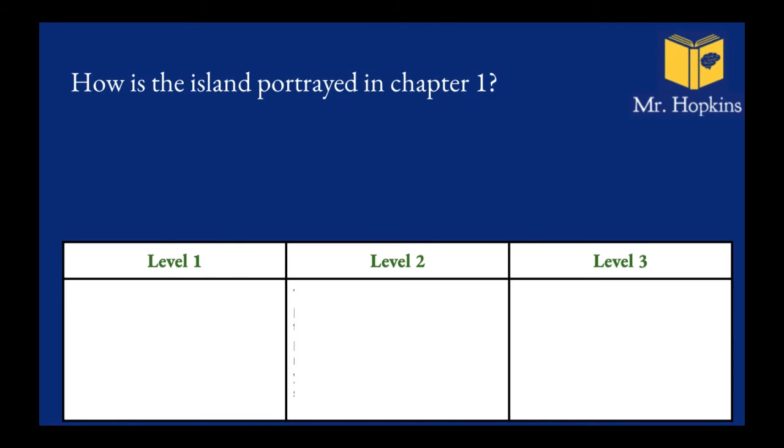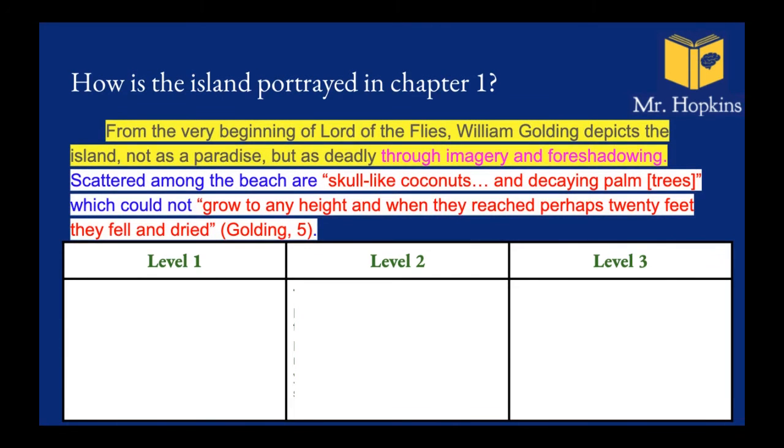How is the island portrayed in chapter 1? Well, from the beginning of Lord of the Flies, William Golding depicts the island not as a paradise, but as deadly, through imagery and foreshadowing. Scattered among the beach are skull-like coconuts and decaying palm trees, which could not grow to any height when they reached perhaps 20 feet and they fell and dried.